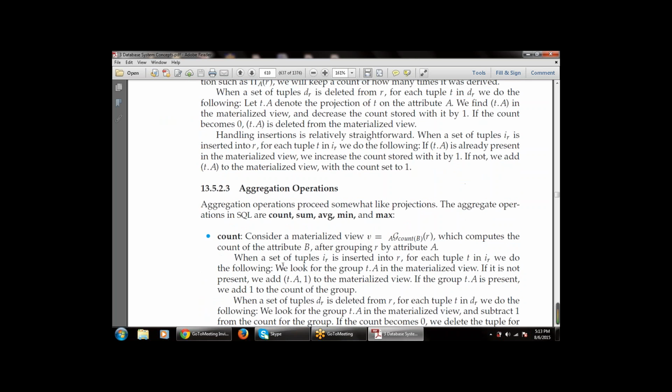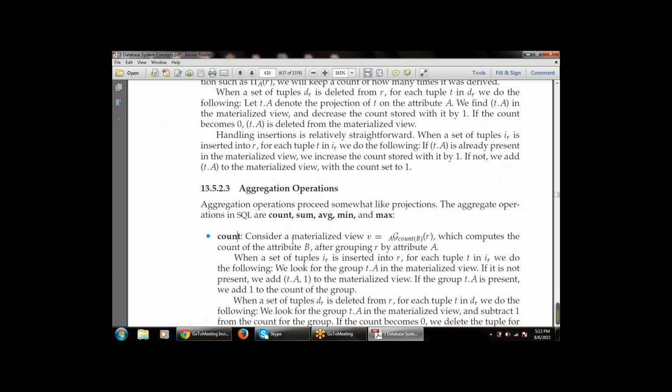Then next is the aggregation operation, that is, finding the sum in terms of the aggregation method. The aggregate operators used in SQL are count, sum, average, min, and max. So these are the five aggregation functions: one is the count function, one is the sum function, one is the average function, one is the min function, and one is the max function.